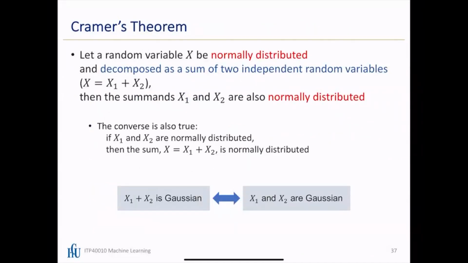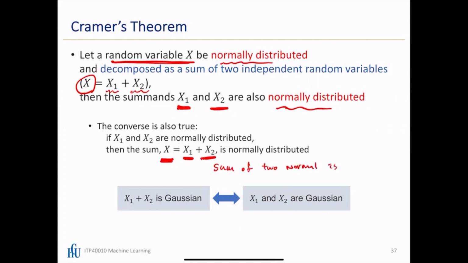And here are some additional properties of multivariate Gaussian. There is a theorem called Cramer's theorem. So if a random variable x is following normal distribution, and there are other distributions x1 and x2 whose addition forms x, given that x1 and x2 are also normally distributed, then the summation of two normal distributions is again normal. So this is a short summary of Cramer's theorem.